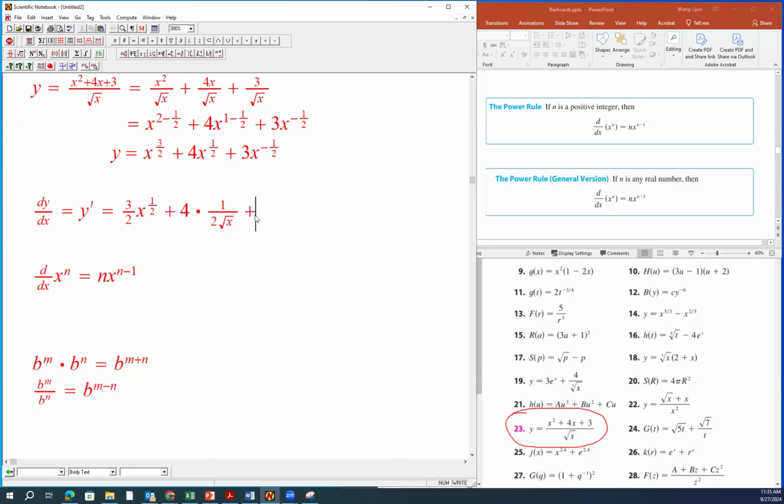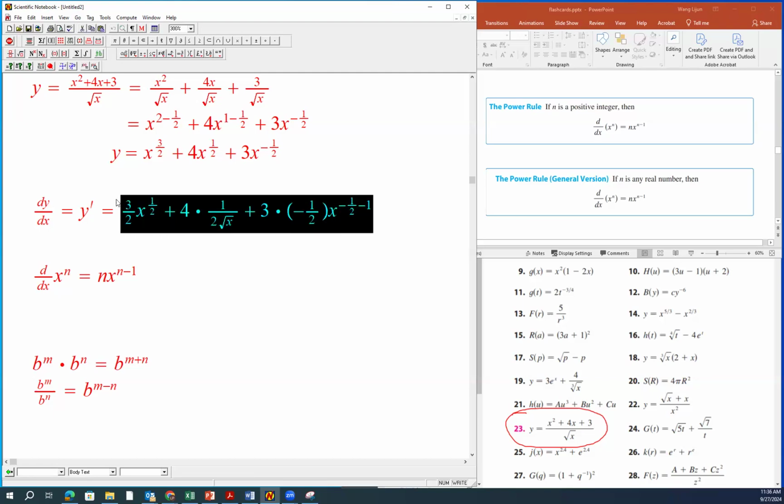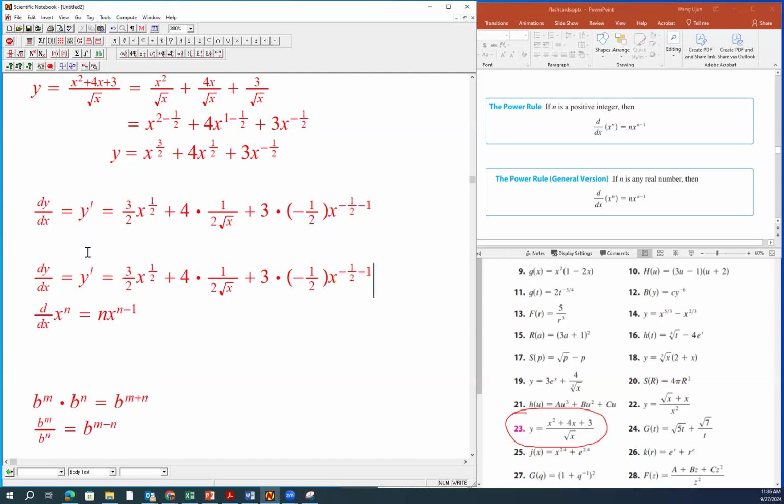And last but not least, we have 3 multiplied, and the power is negative half. It's a negative half, so make sure you put parentheses around it. And x raised to the power of negative half minus 1. Okay? Simplify.